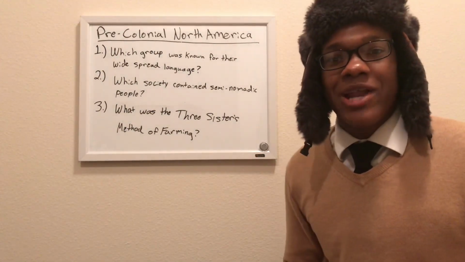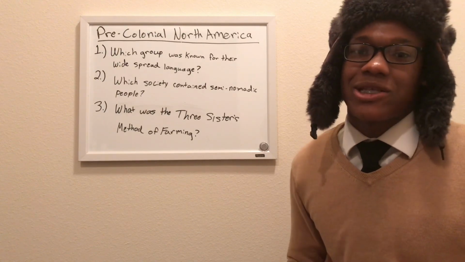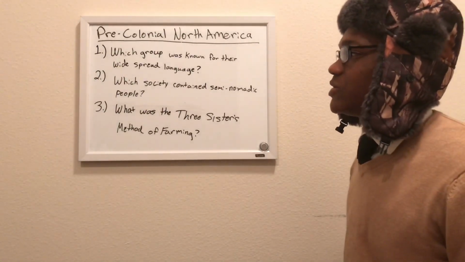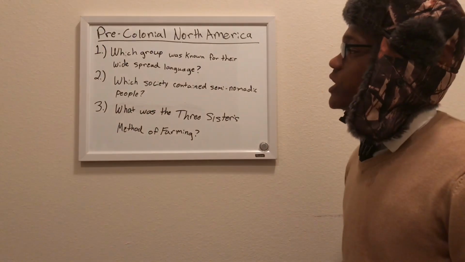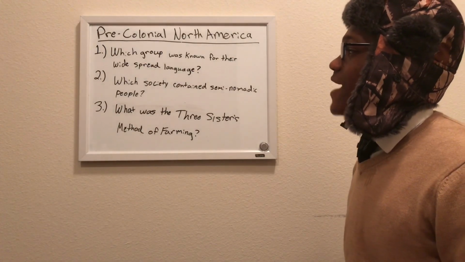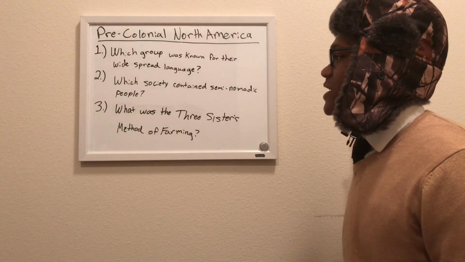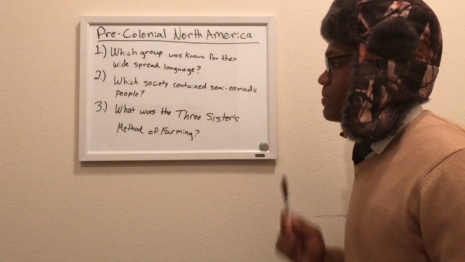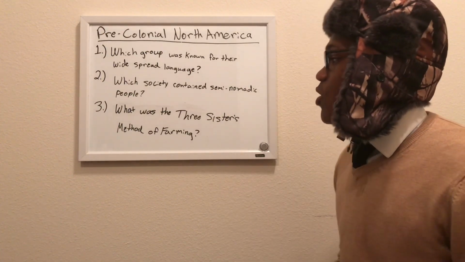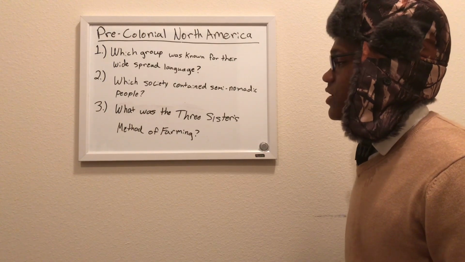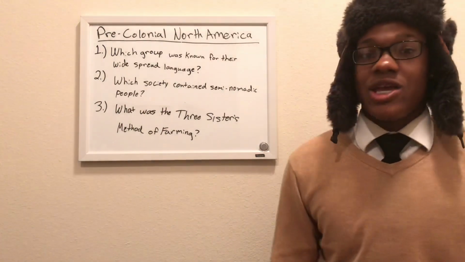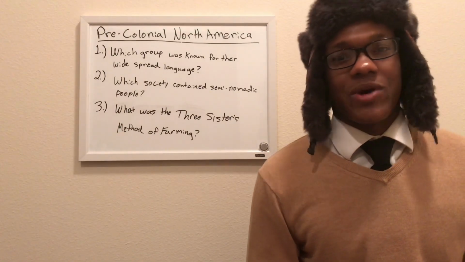Well, you guys, I've been told I have subpar handwriting, so I will have to read these questions out to you. Number 1, which group was known for their widespread language? Number 2, which society contained semi-nomadic people? And number 3, what was the 3 sisters method of farming? You have 10 seconds to answer the questions.